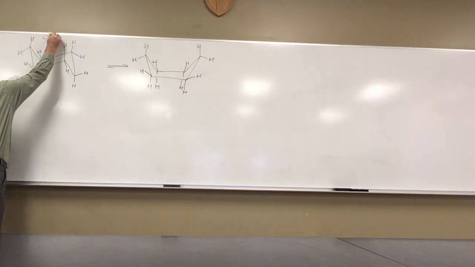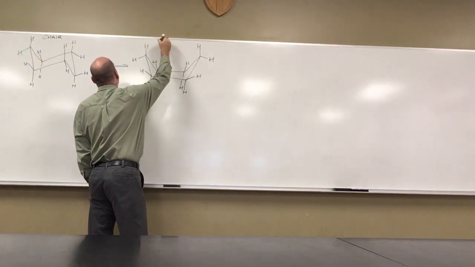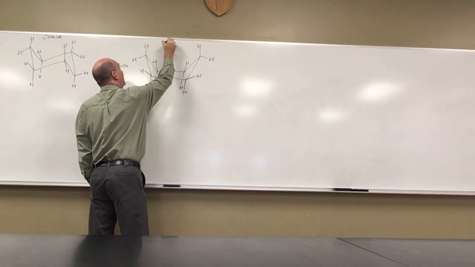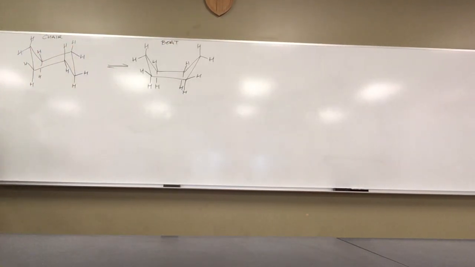Description, we have a chair. All the black labels are axial, all the blue labels are equatorial. That will flip into a boat, which also has 6 axial positions and 6 equatorial positions, but a different distribution. Okay, I think we're fairly good with that.